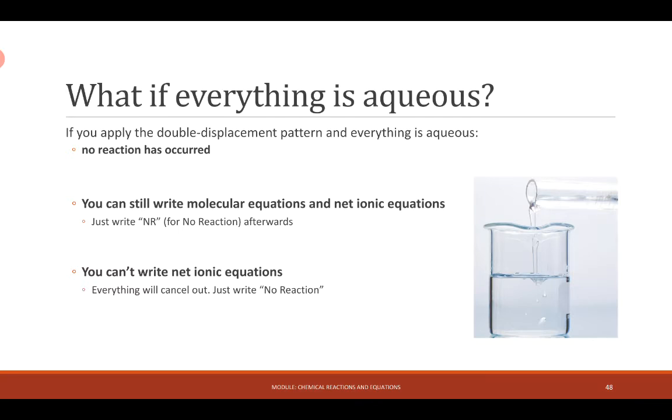So you might be wondering, what if everything is aqueous? What if you apply your double displacement reaction pattern and everything is aqueous? If everything is aqueous, no reaction actually occurs. So if you pour this test tube in here and it's still clear afterwards, nothing happened. So sometimes that happens. You can still write molecular equations and net ionic equations, just write no reaction afterwards so that I know that you know that no reaction happened. But at least I can see that you know how to apply that double displacement reaction pattern. You can't write net ionic equations though because everything would cancel out, so you just write no reaction.